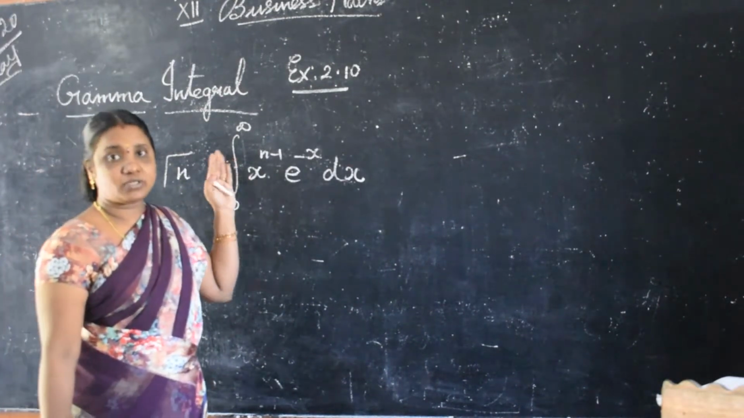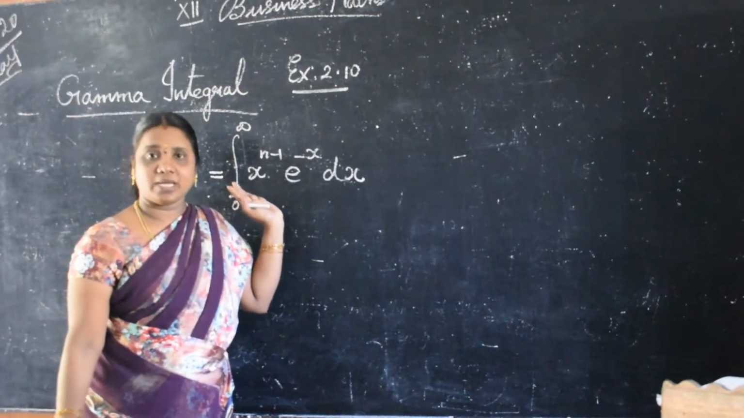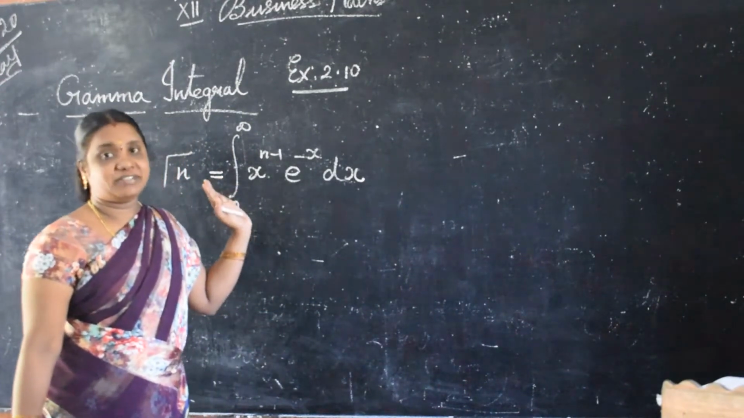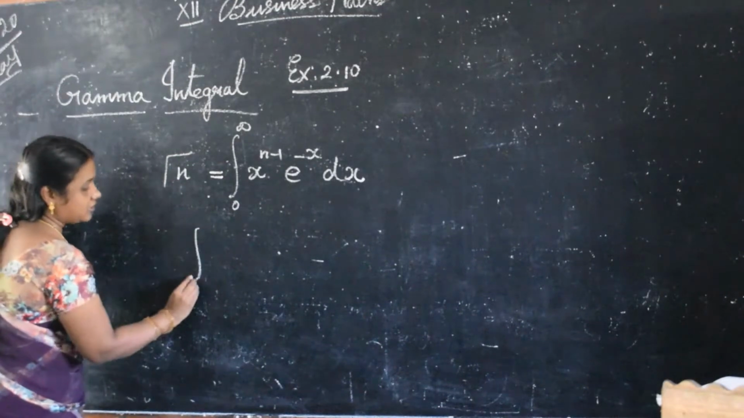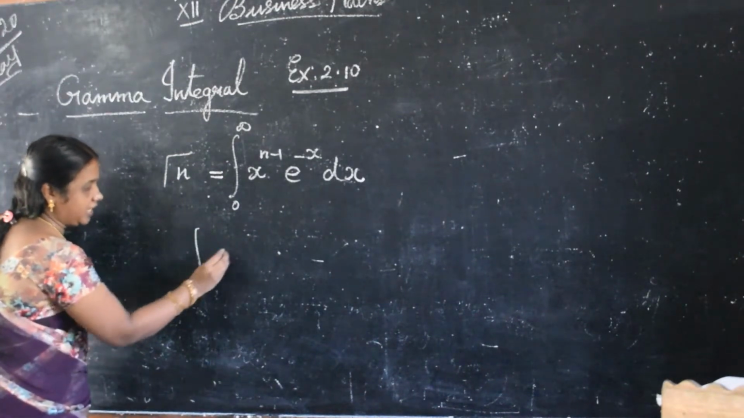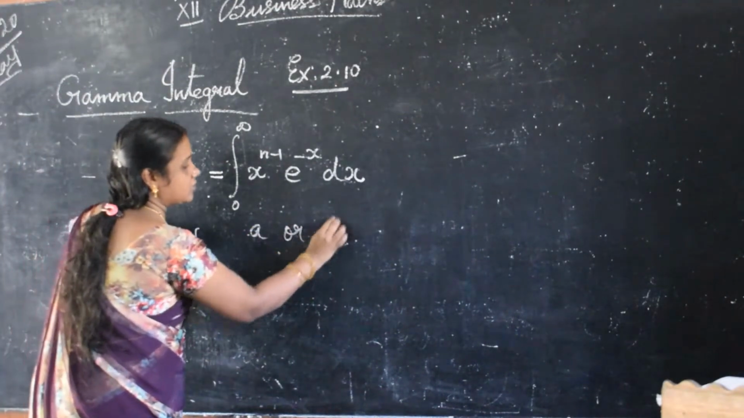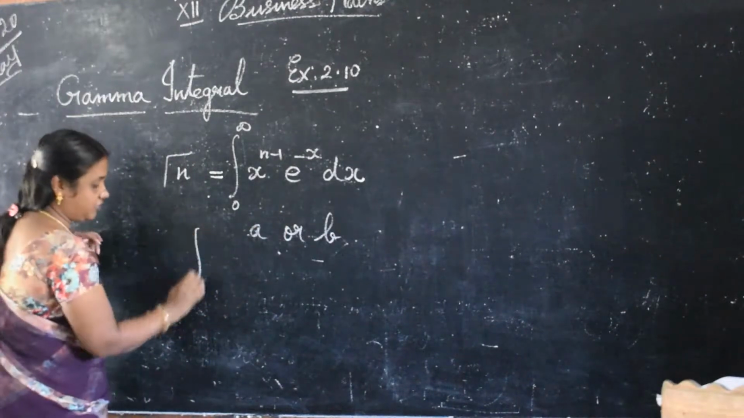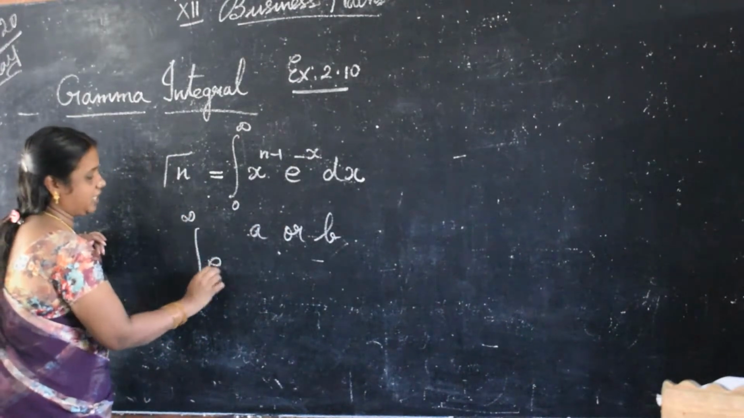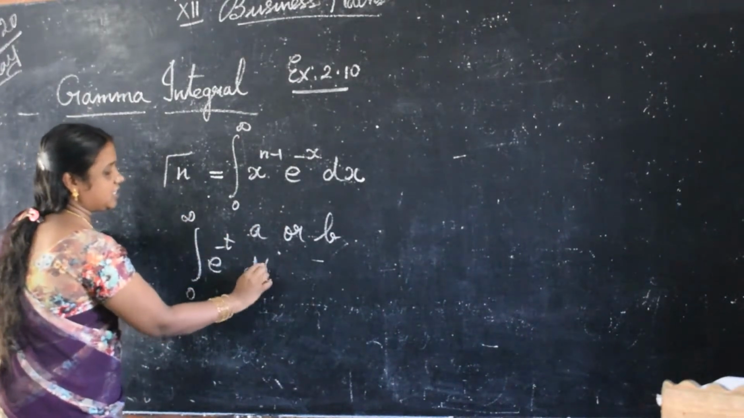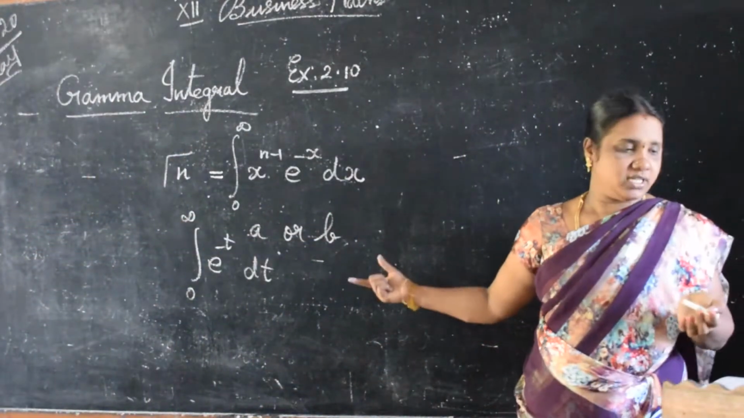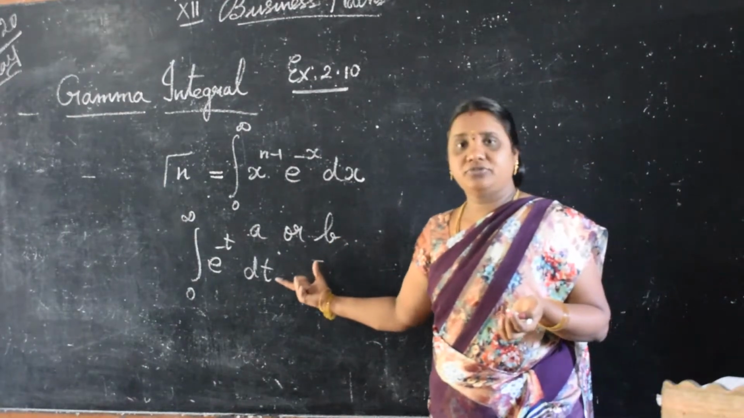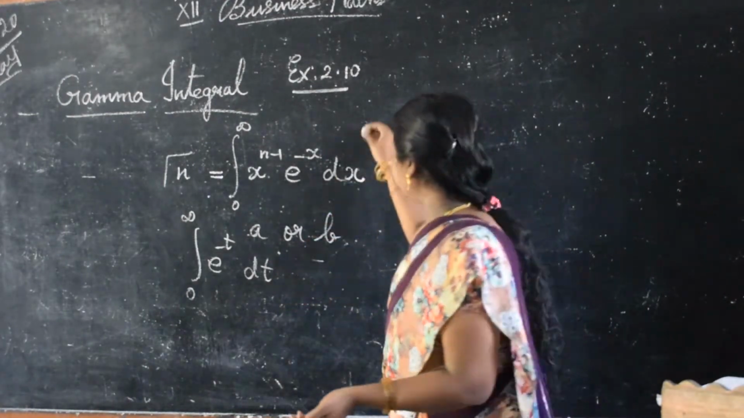See, where we will use this gamma integral means to evaluate improper definite integrals. That means the integral limits will be either a or b, or it will be indefinite, that is 0 to infinity e power minus t dt. This is the improper definite integral. This is given on page number 50. See, some properties of the integral are given.